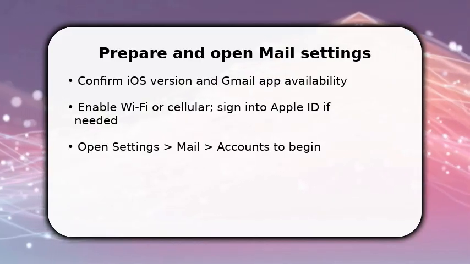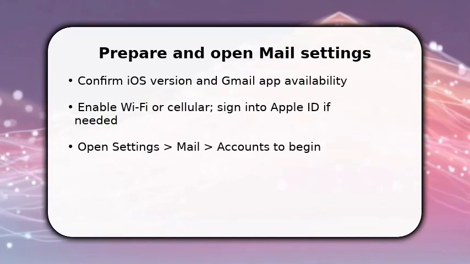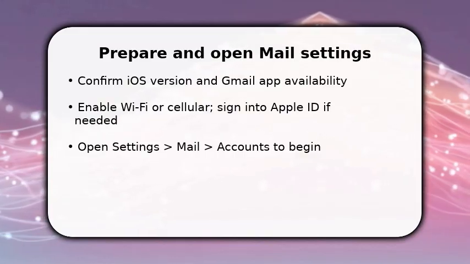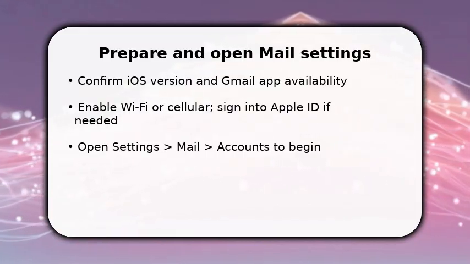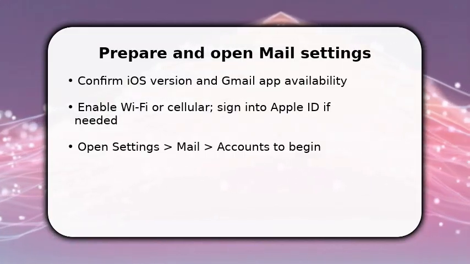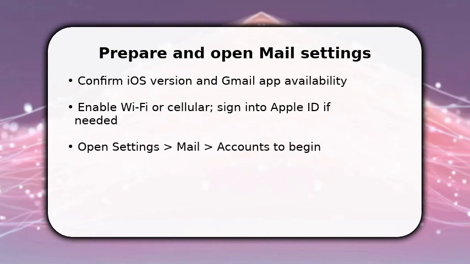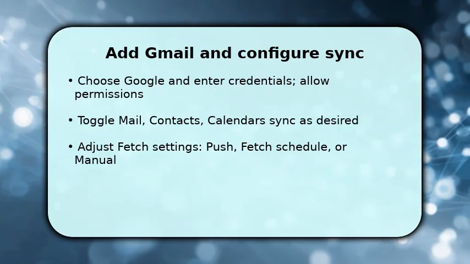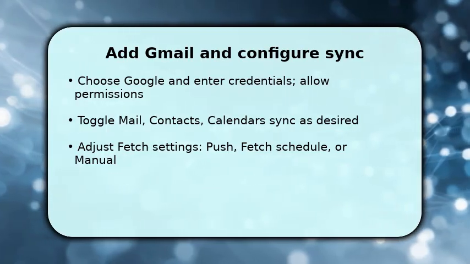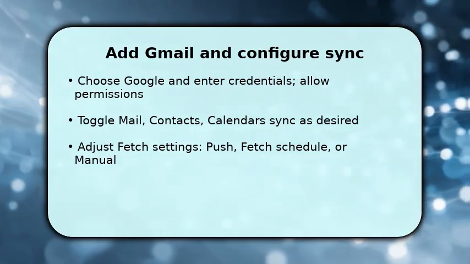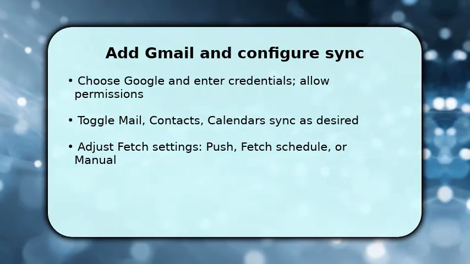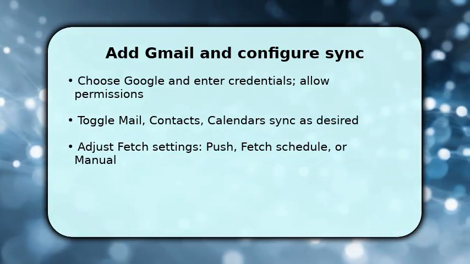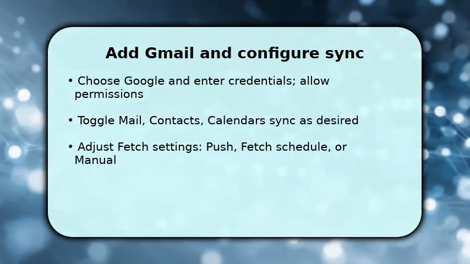Make sure you have your Gmail address and password ready, and if you use two-step verification, have your phone or Authenticator app nearby so you can finish signing in without delays. You'll select Google from the list and enter your Gmail credentials. Allow the requested permissions so Mail can access messages and folders. Once authenticated, toggle Mail on to sync email and optionally contacts and calendars if you want unified data.